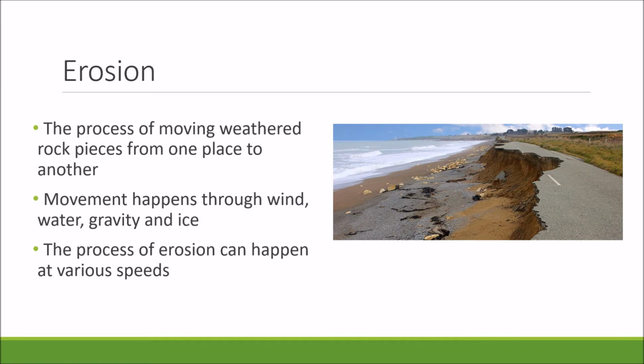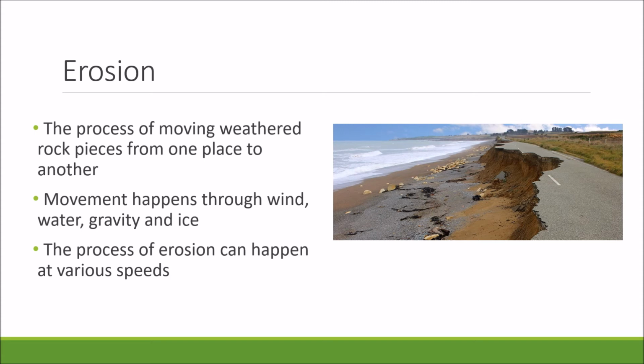Erosion is a little different. Weathering is breaking things down. Erosion is moving things around. Erosion is a process of moving weathered rock pieces from one place to another. The movement is happening through wind, water, gravity, and ice, and the process of erosion can happen at various speeds.